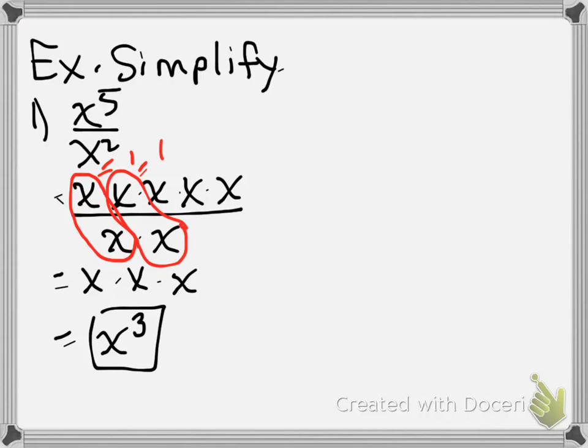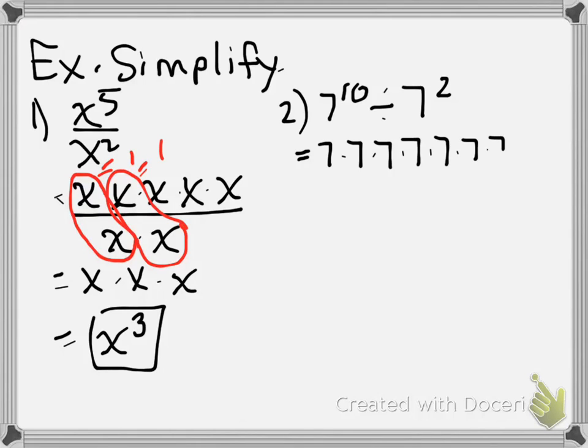Now let's verify that that actually works even if you have a base that is a number. So I'm going to give you an obnoxiously long problem, and I'm going to write it in a way that you normally are not going to see things written. We have 7 to the 10th divided by 7 squared. So again, we're going to expand out what 7 to the 10th means. So we're going to get 1, 2, 3, 4, 5, 6, 7, 8, 9, 10 sevens, all over 7 times 7.